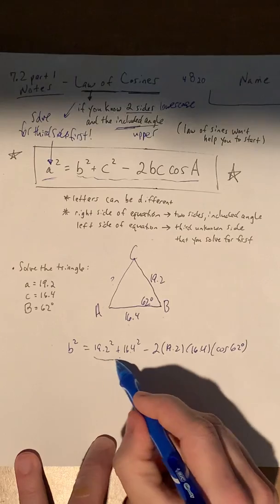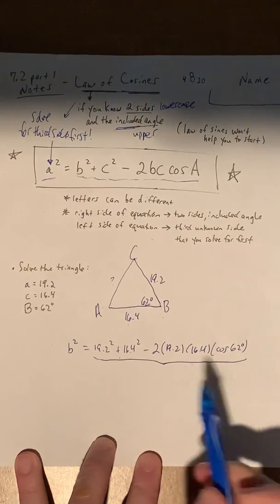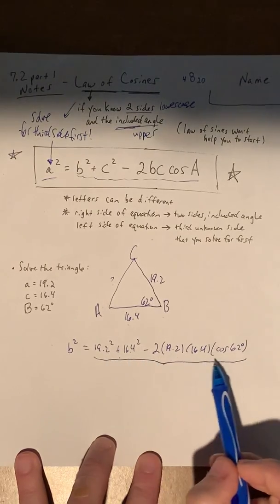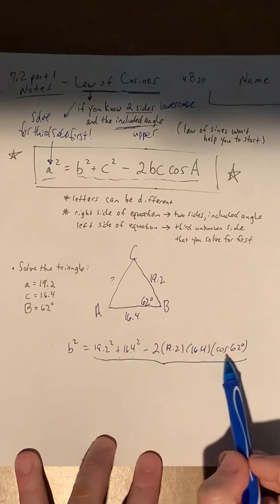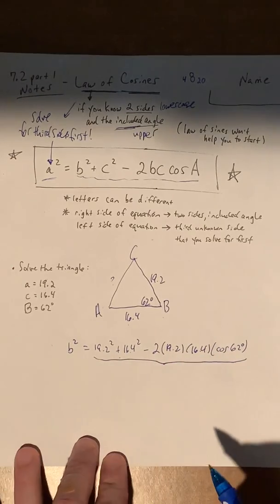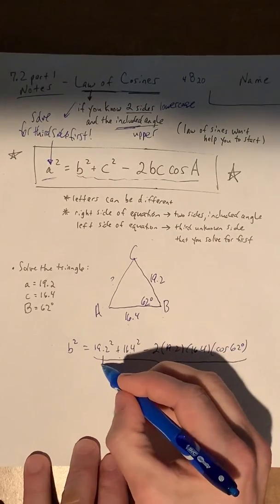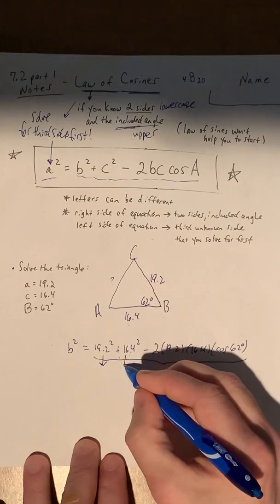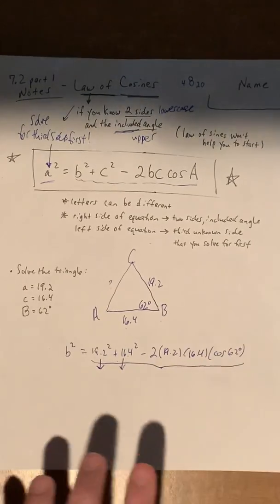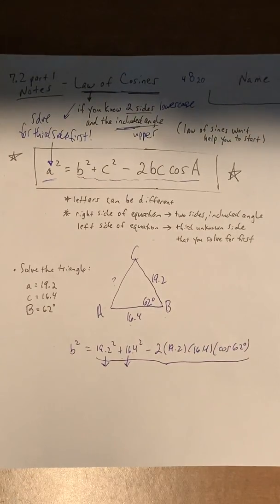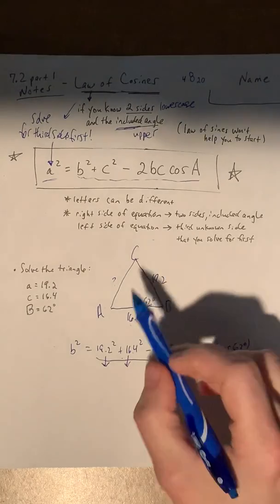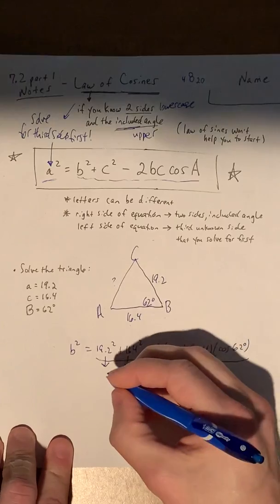All right, so what we're going to do first is simply follow PEMDAS and start evaluating the right side of the equation. So what we can do is square both of these and then add them together. When you square and add them, you get 637.6.